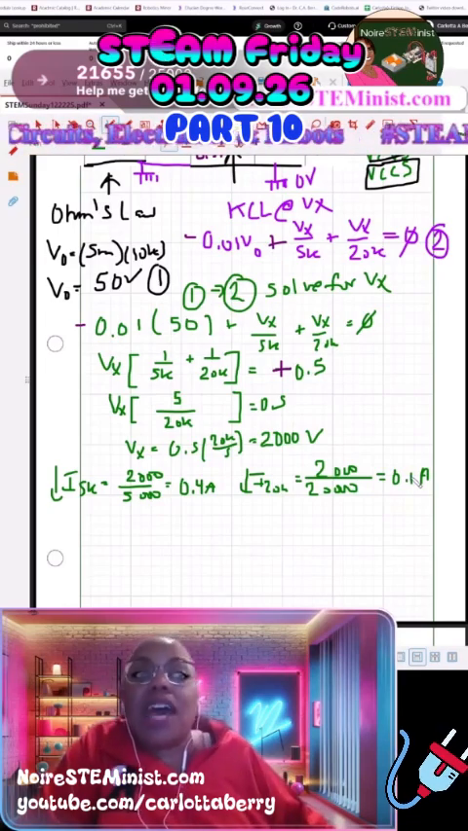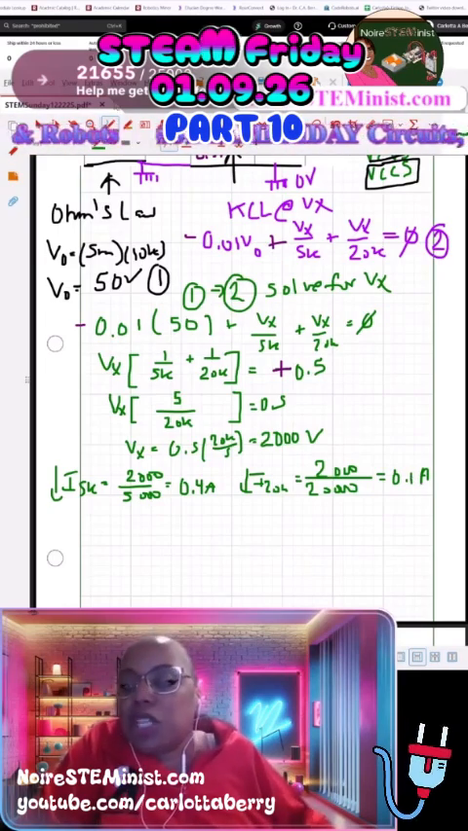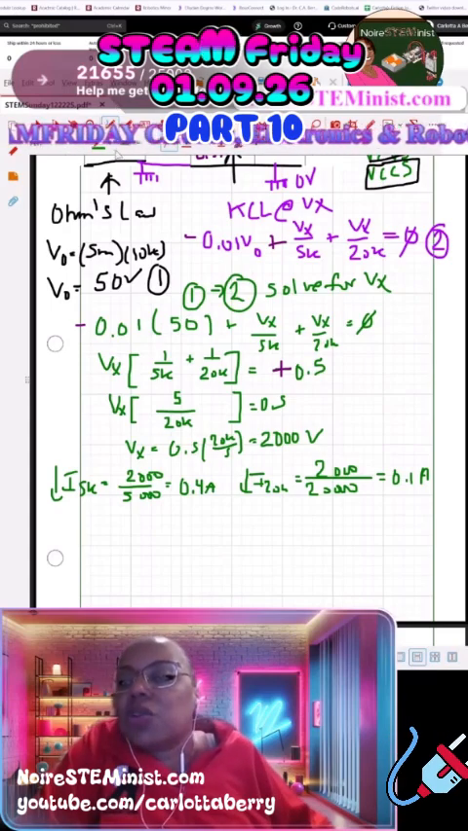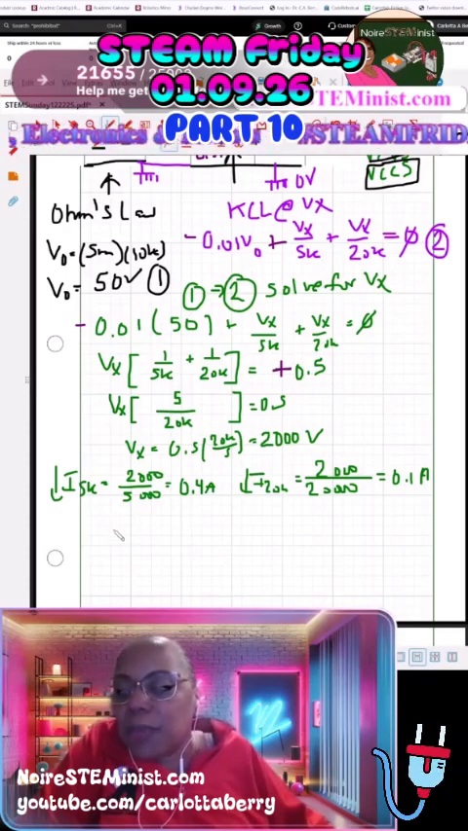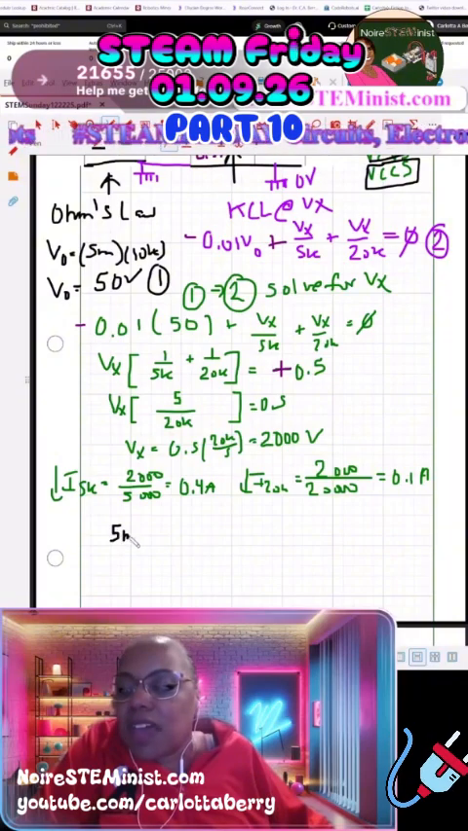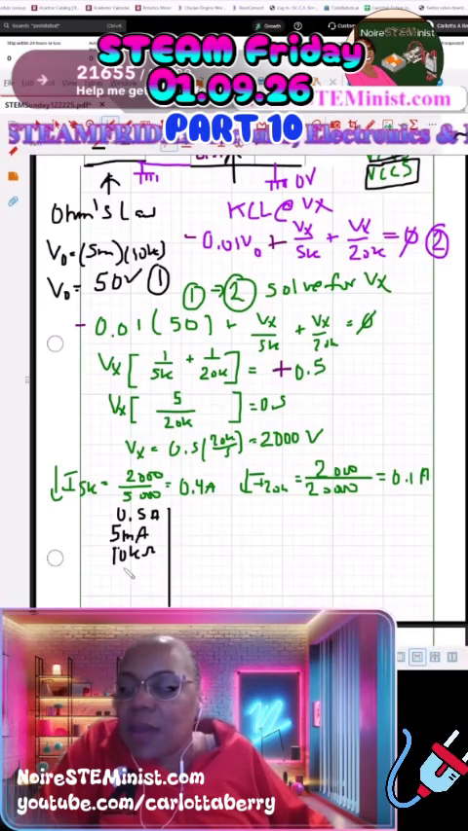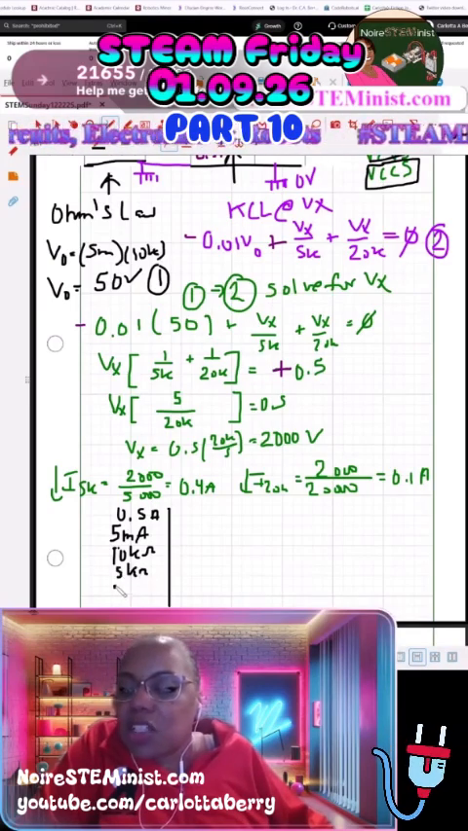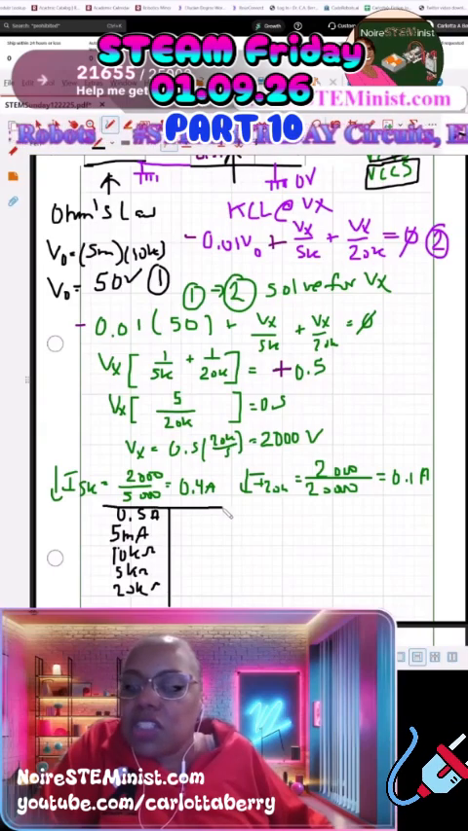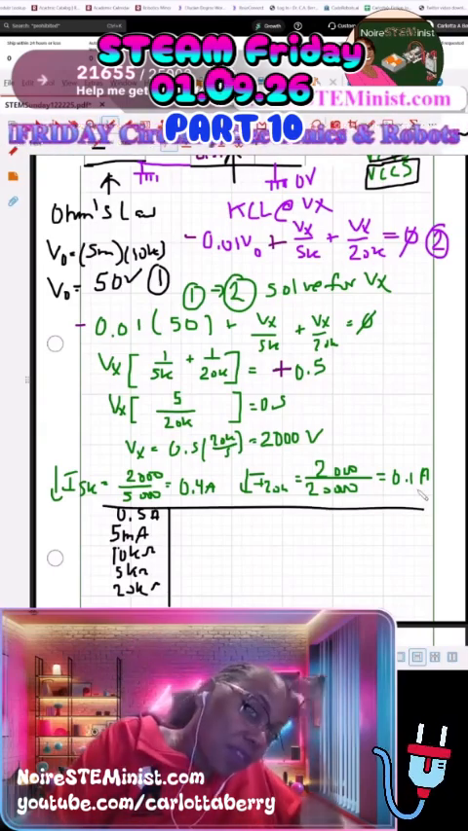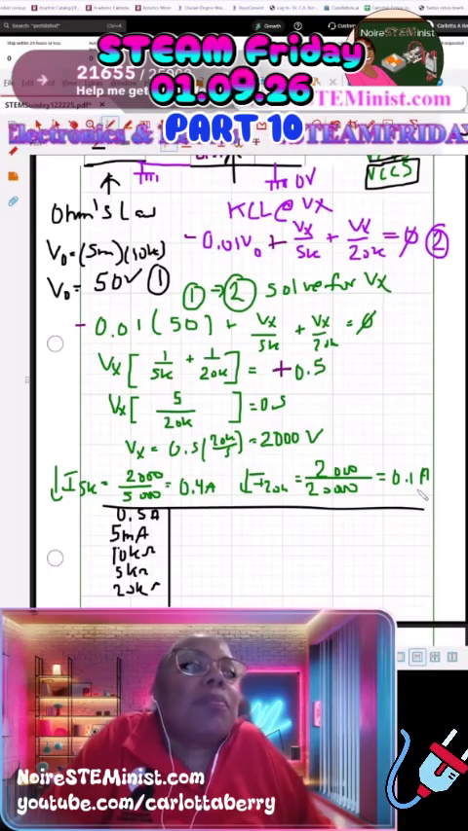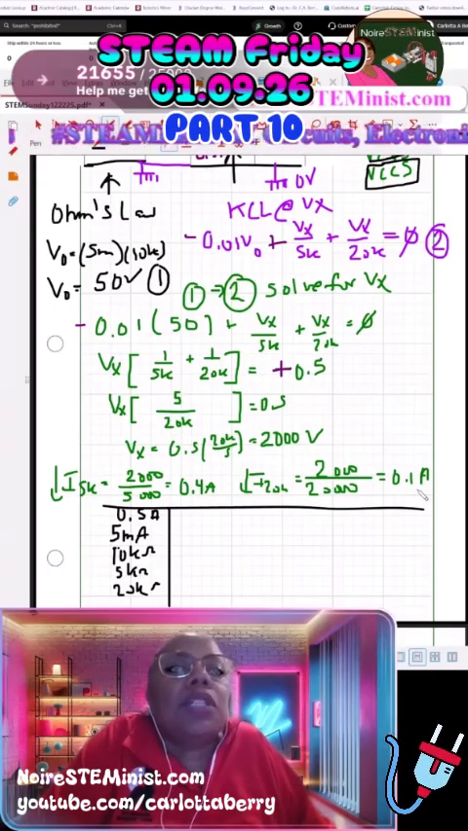our dependent source. So now that we have numbers that we can live with, I am going to check my circuit analysis. So the way that I do that is I make a law of conservation of energy table and I put all of my values on it. So I'm going to have 5 milliamps. I'm going to have 10 kiloohms. I'm going to have 0.5 amps for that dependent source. And then I'm going to have 5 kiloohms and 20 kiloohms. We are going to find the voltage, the current, and the power for all of these elements to confirm that we're getting the right answer.